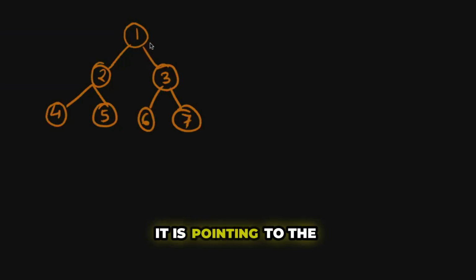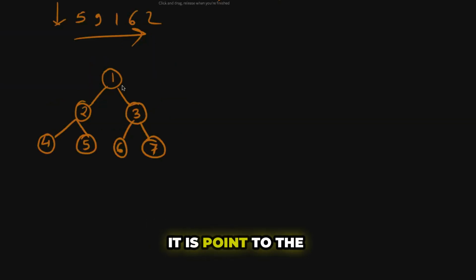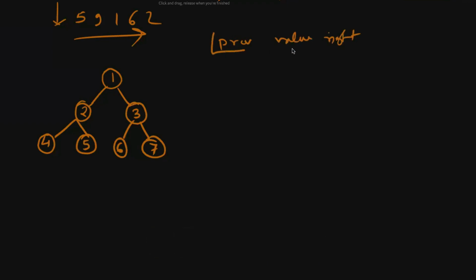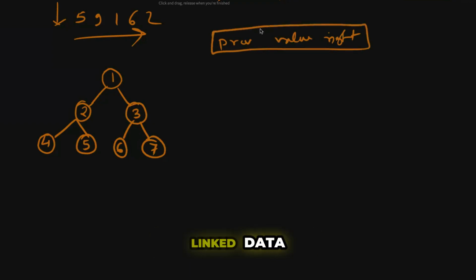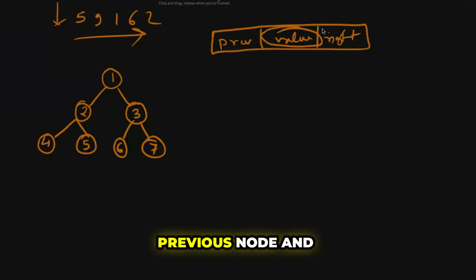In the linked list, the doubly linked list points to the previous and to the next element, right? So now if I would say the previous value and the right, this is a doubly linked data structure, where there is a value, a reference to the previous node, and a reference to the right node, or let me call that the next node, more technically.